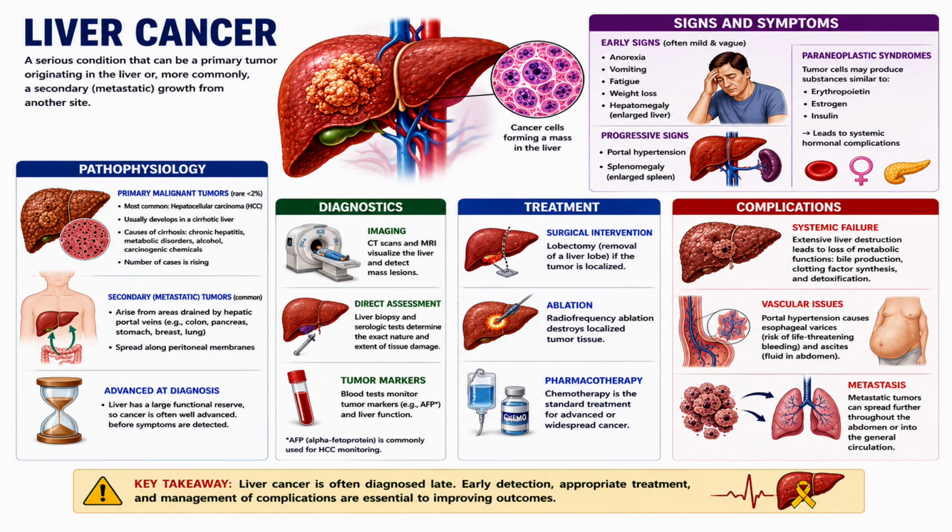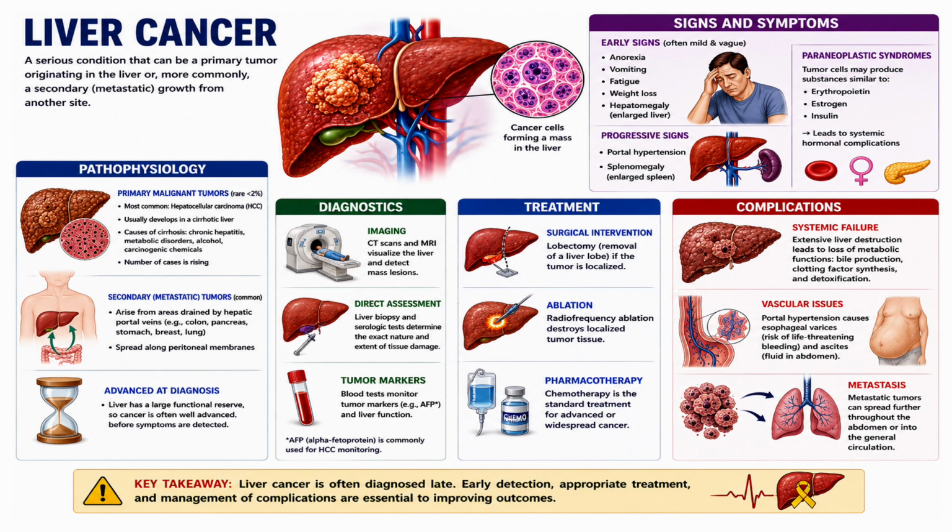We talked more about the paraneoplastic syndrome in our cancer lecture, so please review that to get a better understanding of how it happens, what happens during that stage. Diagnostics primarily rely on imaging, such as CT scans and MRI, along with direct assessment through liver biopsies, serologic tests to evaluate liver function, such as ALT, AST. Then treatment options depend on the tumor stage.